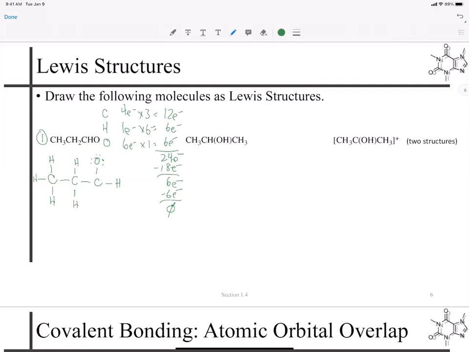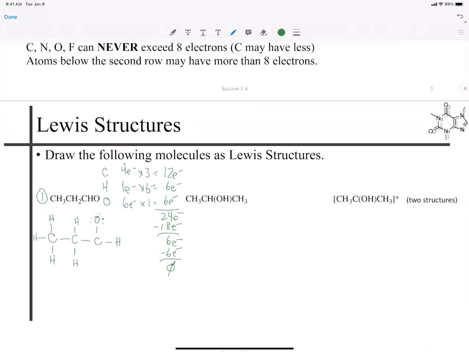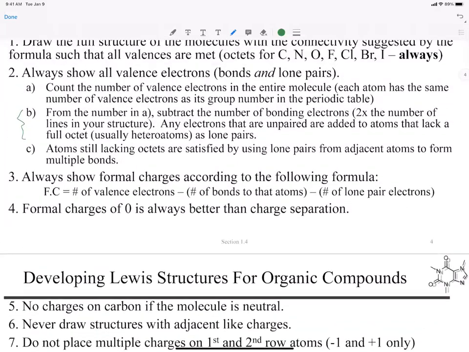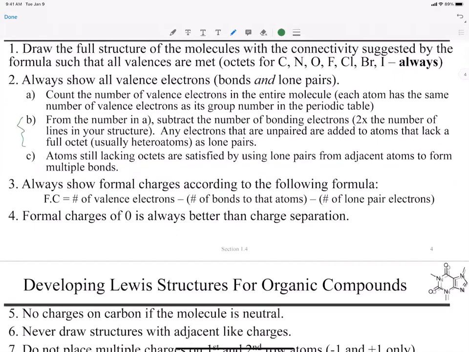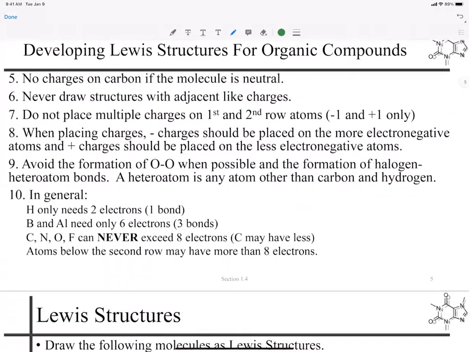The carbon attached to oxygen, however, you'll notice that it's only involved right now in 3 bonds. They happen to be 3 single bonds. So therefore, there's only 6 valence electrons around that particular carbon atom. So that carbon atom right now is electron deficient. And then if we look at point 2C here, it says atoms still lacking an octet are satisfied by using lone pairs from adjacent atoms to form multiple bonds. So this is the situation we're at right now.